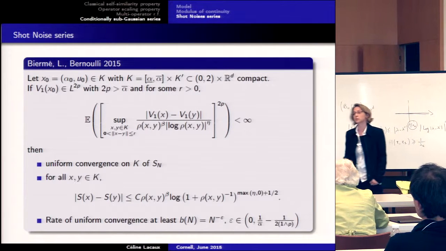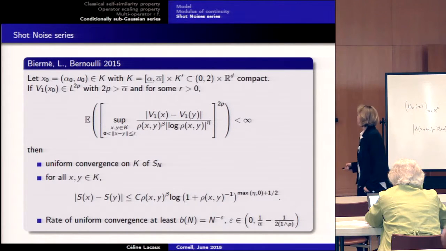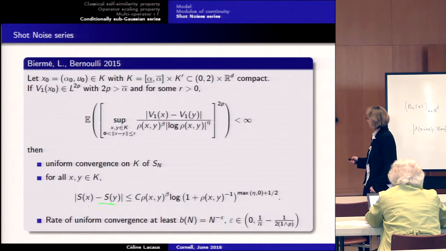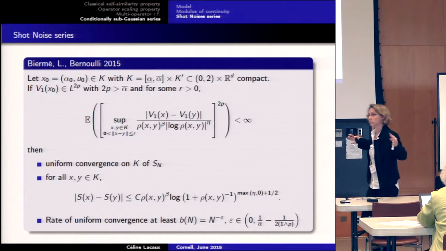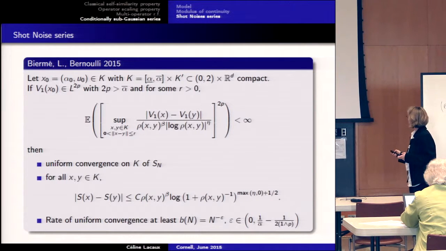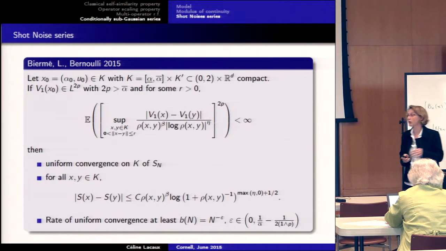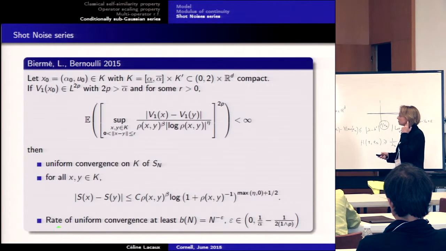The limit will be continuous. It will not only be continuous, I will have the control of its modulus of continuity, and here I do not have only a control around x0, I have a uniform control on all the compact K. That explains why the log term is not exactly of the same form as at the beginning of the talk. And just to speak about the rate of uniform convergence, we also have an idea of the rate of uniform convergence.